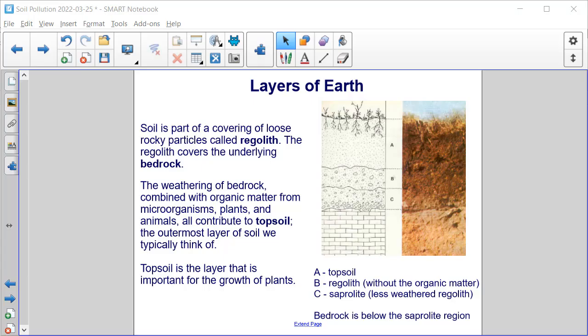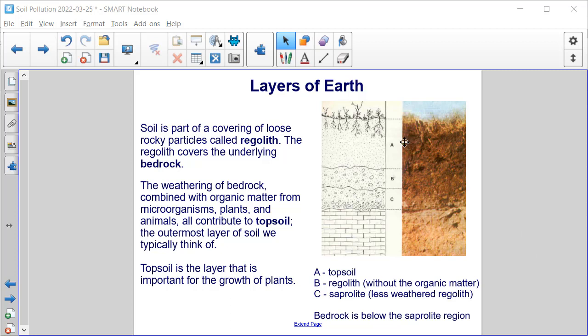Let's now start discussing the components of soil, beginning with the layers of earth. Soil is part of a covering of loose, rocky particles called regolith. The regolith covers the underlying bedrock. The weathering of bedrock, combined with organic matter from microorganisms, plants, and animals, all contribute to topsoil, the outermost layer of soil we typically think of. Topsoil is the layer that is important for the growth of plants.